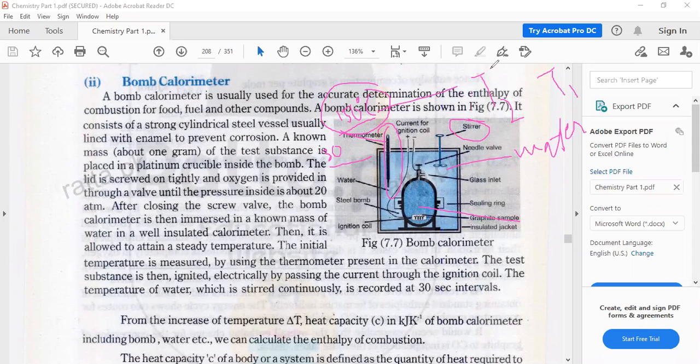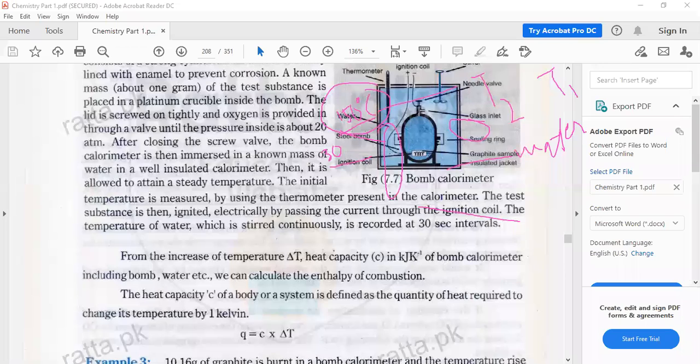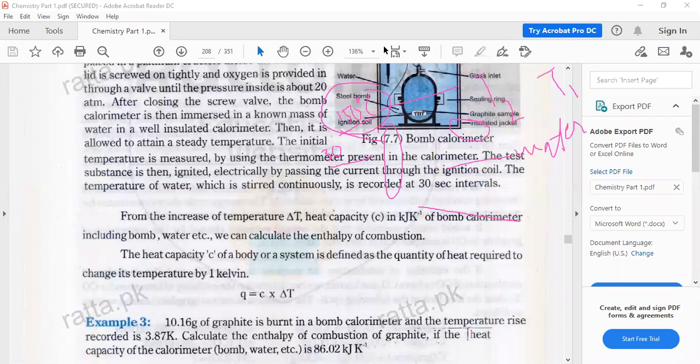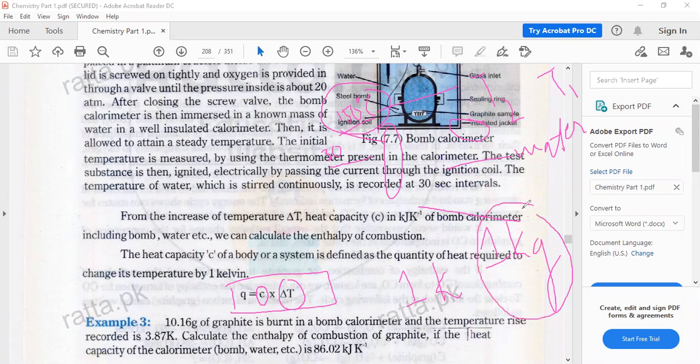For the bomb calorimeter, the formula used is Q equals heat capacity multiplied by delta T. Heat capacity is basically the heat needed to increase the temperature of a substance by 1 Kelvin. It is not necessarily for 1 kilogram of the compound. In specific heat capacity, we need 1 kilogram of a substance, but in heat capacity, we just need to increase the temperature by 1 Kelvin.